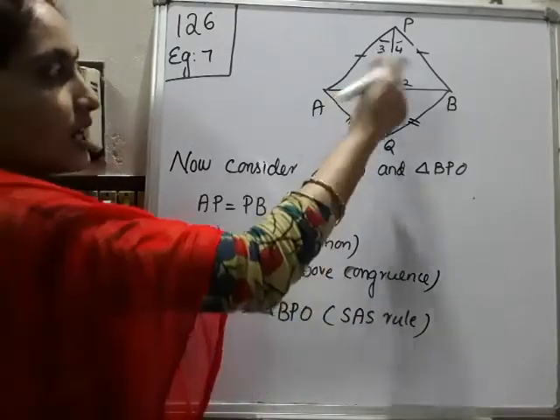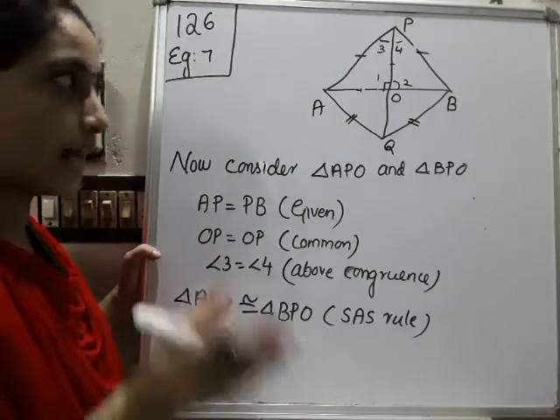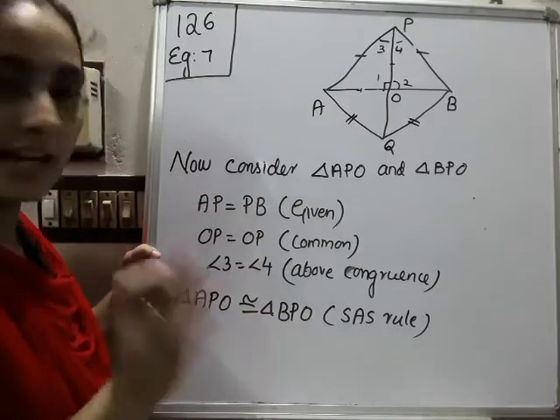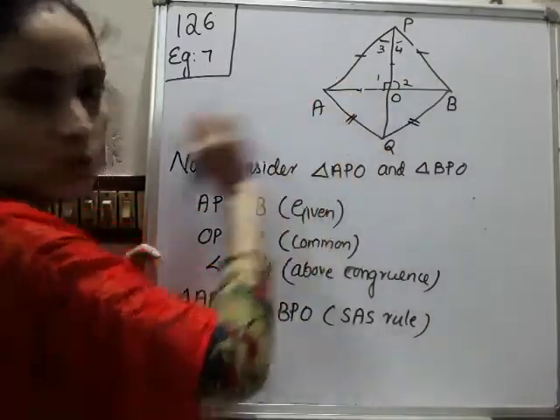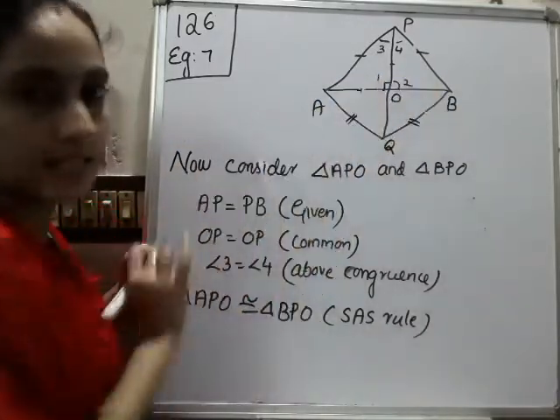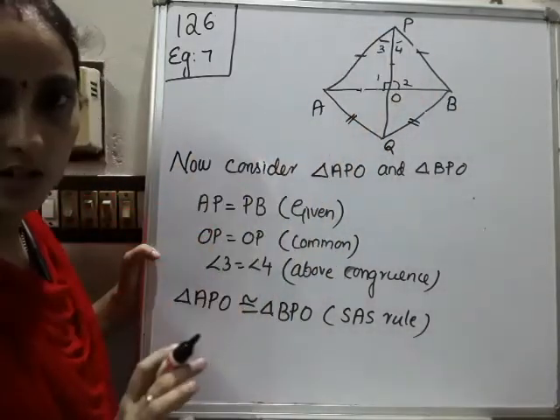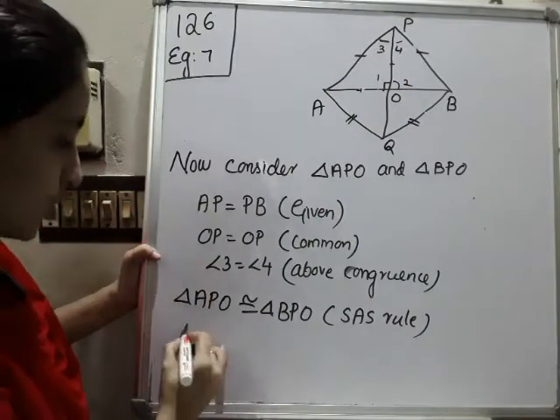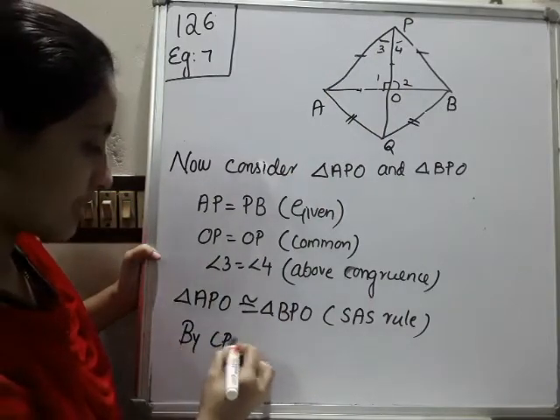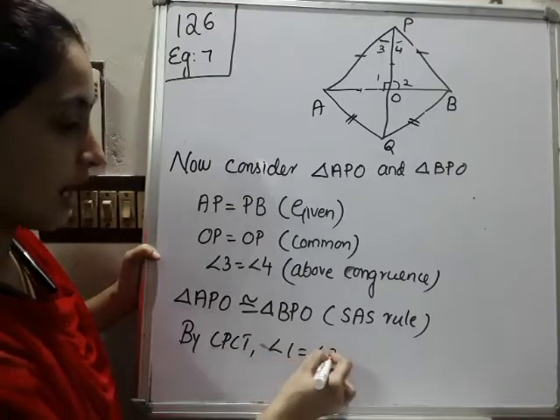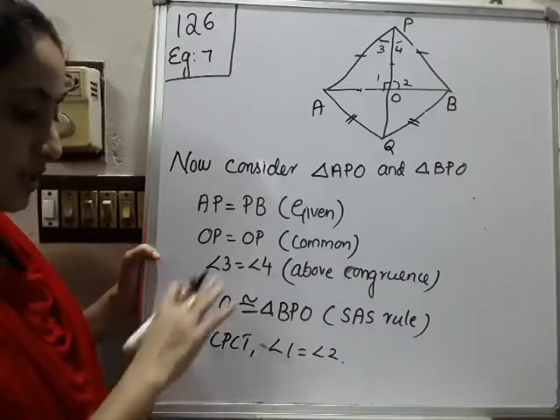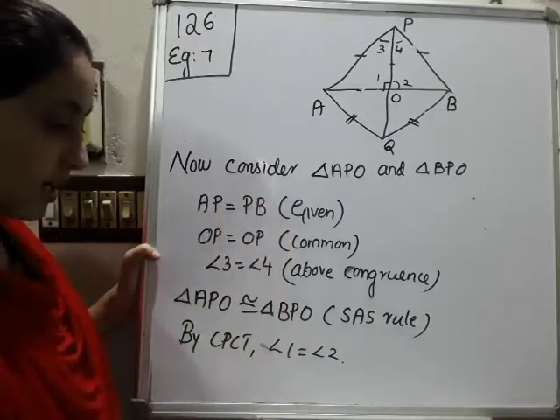Okay, so these two triangles are congruent. If they are congruent, the corresponding parts should be equal. While folding this side to that side, angle A corresponds to angle B, angle 1 is equal to angle 2, and angle 3 is equal to the angle we already got. So by CPCT we can write angle 1 is equal to angle 2. Okay, so hope you are clear up to this. Please write down up to this.